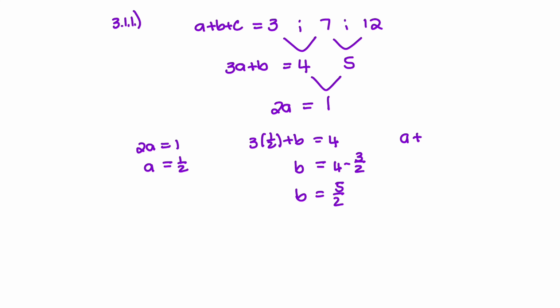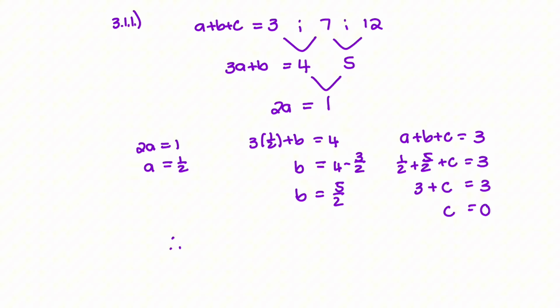And a plus b plus c is equal to 3. So I have a half plus 5 over 2 plus c is equal to 3. And when I simplify, I have 3 plus c is equal to 3, therefore c is equal to 0. So therefore, the general term is an squared plus bn plus c. And a's value is a half, and b's value is 5 over 2, and c is simply 0, so we don't have to say plus 0.